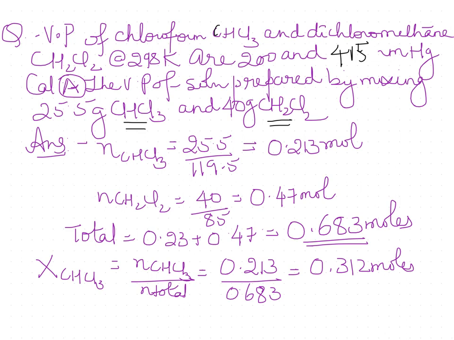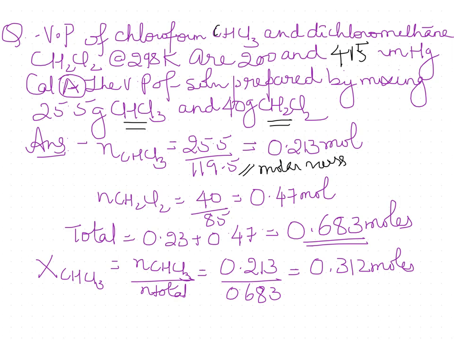First of all, since we have to find the mole fraction, we have to find the number of moles of chloroform. Number of moles of chloroform is equal to 25.5, the weight in grams, divided by 119.5. Can you guess what this 119.5 is? The molar mass of chloroform. Likewise, for the number of moles of dichloromethane, 40 divided by 85. Naturally, what is 85? The molar mass of CH2Cl2. So we are getting 0.213 mole here and 0.747 mole over here. So the total number of moles is 0.683 moles.